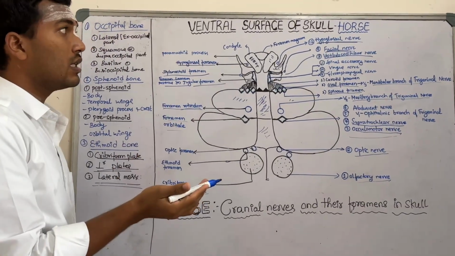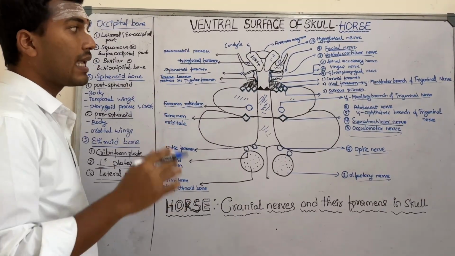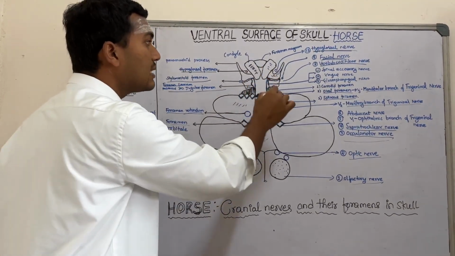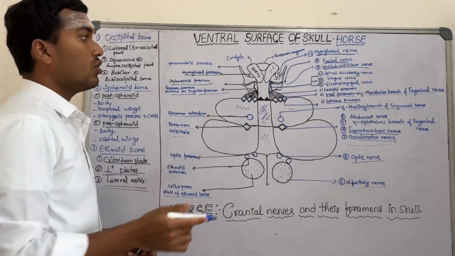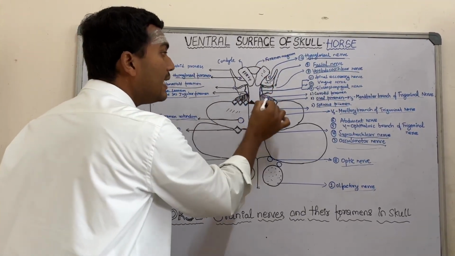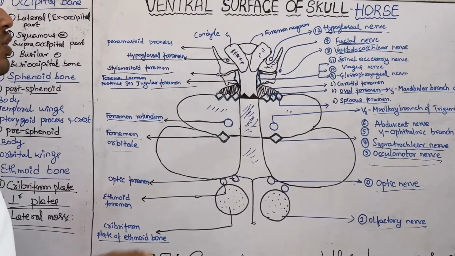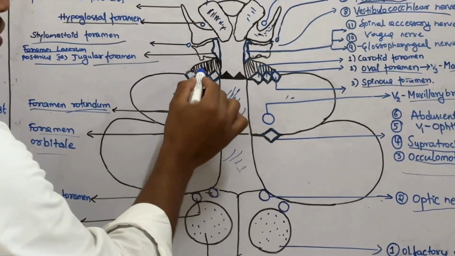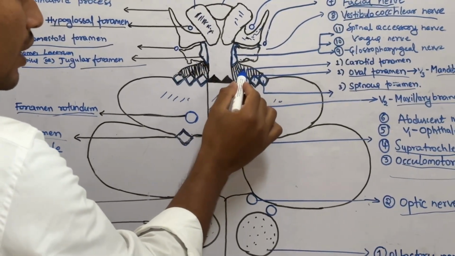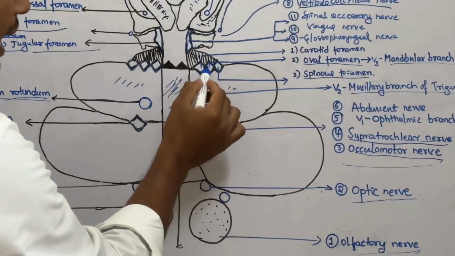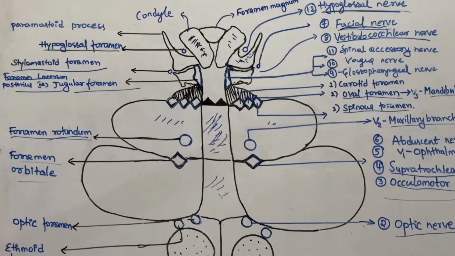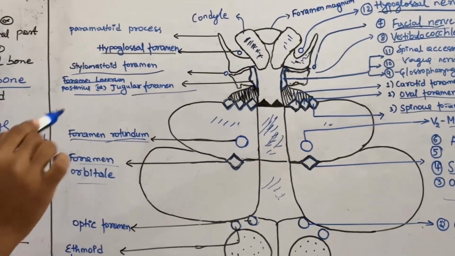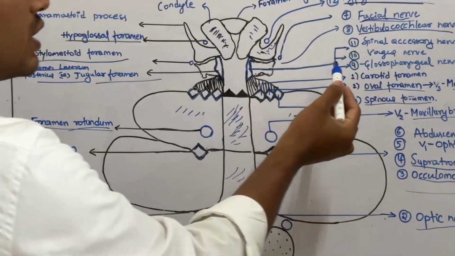The difference between the horse and the cattle is the foramen lacerum. In the horse, this foramen lacerum is a large triangular gap. It is divided into an anterior part and a posterior part, separated by dense fibrous connective tissue. Here you can see this dense fibrous connective tissue, which separates the anterior and the posterior part of the foramen lacerum.